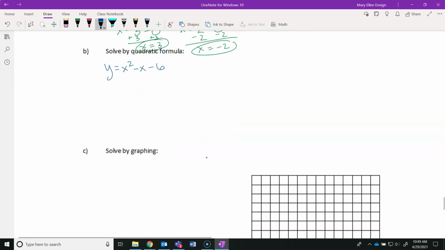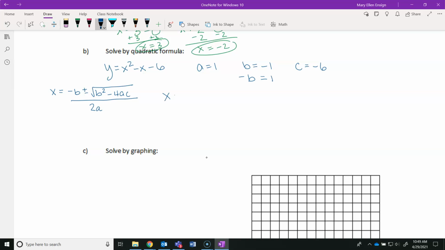Okay, so hopefully you took a minute to do that. For my quadratic formula, I need a, b, and c. So a is 1, b is negative 1, c is negative 6. Negative b is going to be positive 1, the opposite of what b is. So x equals, and again, you'd have the quadratic formula in front of you on your reference table, but let me just write it here. So negative b is 1 plus and minus the square root of negative 1 squared minus 4 times a times c, which is 4 times 1 times negative 6, the entire thing over 2 times a.